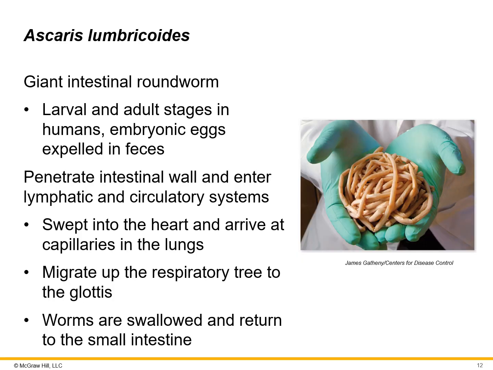All right, then looking at a roundworm called Ascaris lumbricoides. So this is a giant intestinal roundworm. If you have pets, especially puppies, this is typically what they're going to have. In the larva and adult stages in humans, the embryonic eggs are expelled in the feces. They penetrate the intestinal wall and enter the lymphatic and circulatory system. The issues become that they get swept into the heart, and then into the capillaries of the lungs, so they can migrate into the respiratory tree, and then the worms can actually be swallowed and returned to the small intestine for a reinfection.